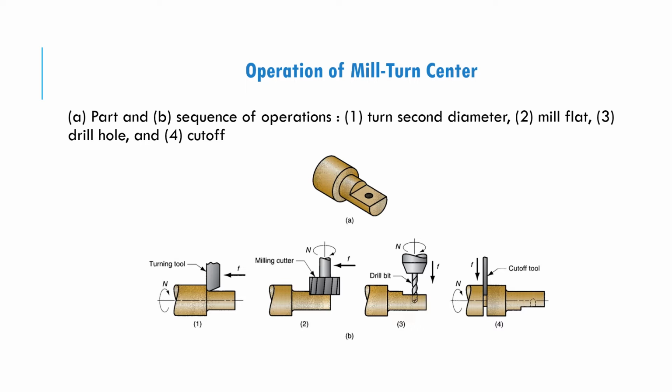And then flat milling is performed to get a flat surface on the top of the cylindrical part. Then the third one is a hole drilled on the part where the flat milling was performed previously. In the end, when the product is already completed, the cut-off process takes place and finishes the product. So this is the simple process of operation of a mill-turn center.